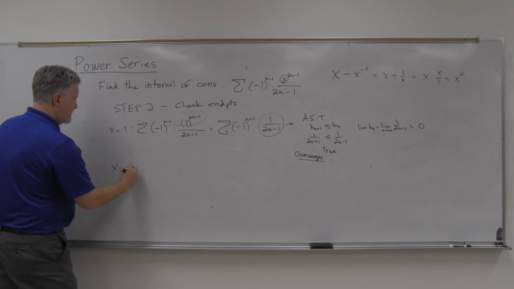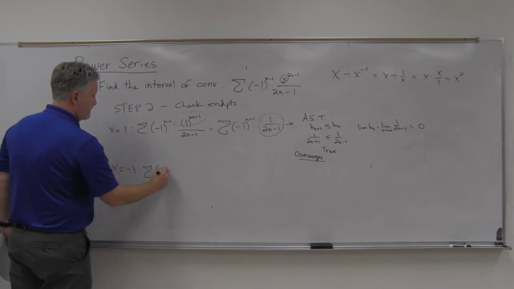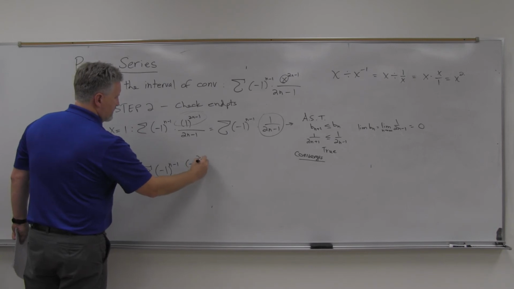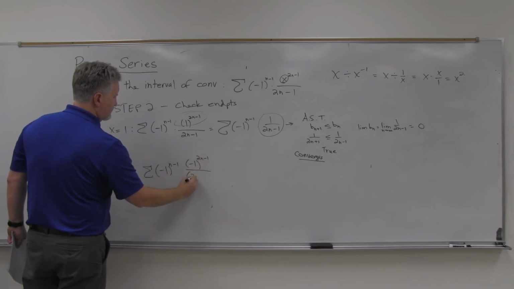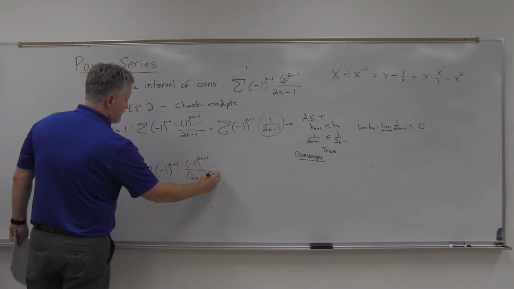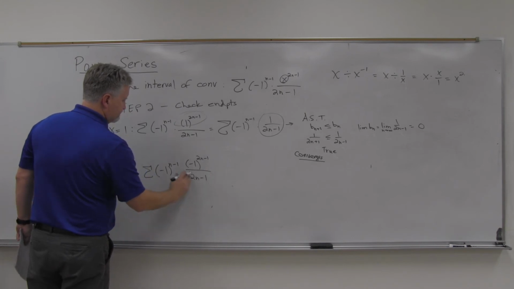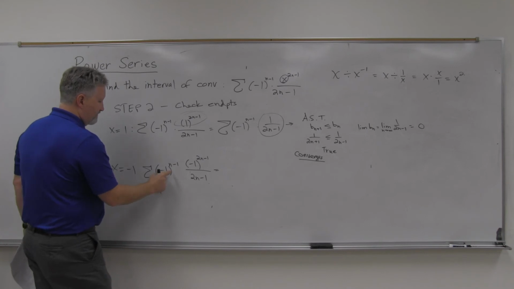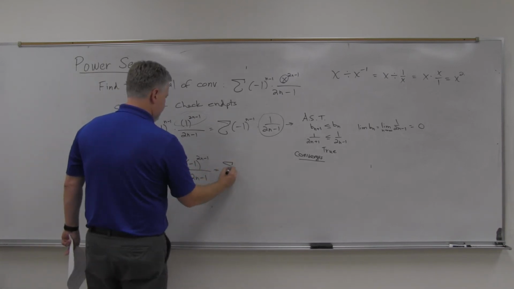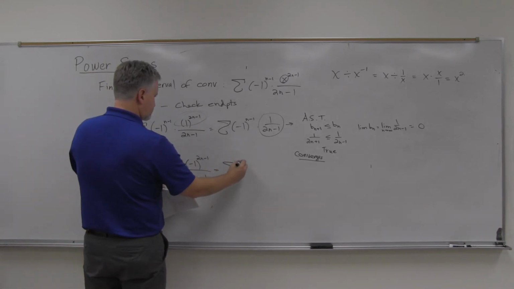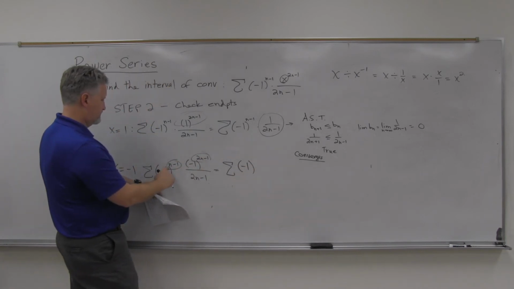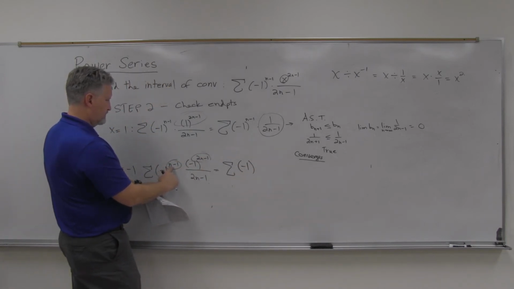What about x equals negative 1? Well, that's negative 1 to the n minus 1 times negative 1 to the 2n minus 1 over 2n minus 1. Well, we can't just say that's 1, because now I have this and this, so notice what that does. That gives me negative 1, and then if I add these exponents, it's 3n minus 2.